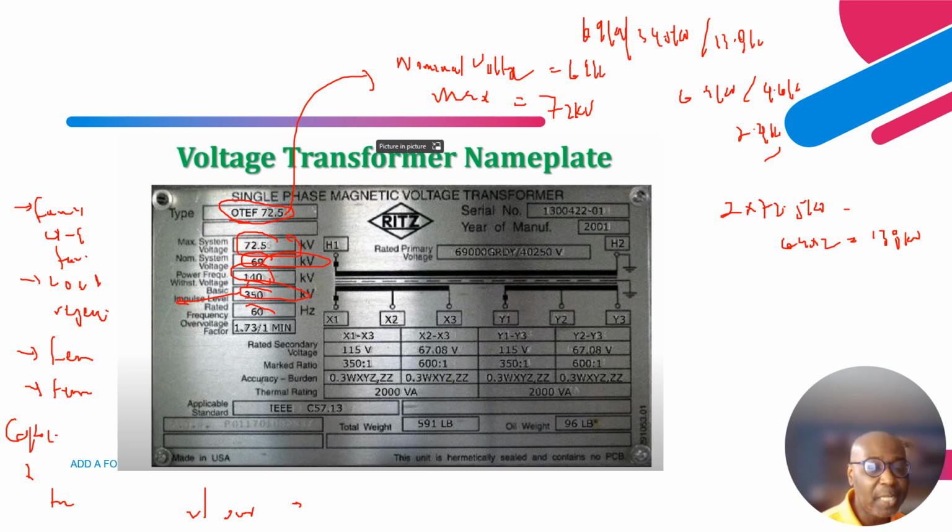Next is the rated frequency, right? Either 60 Hz, and the overvoltage factor. So it means that this is how much overvoltage it will go. This is the voltage rating factor for 1 minute. Okay, so the primary voltage is 69 kV line to line, and 40.25 kV line to neutral. Okay, the serial number, the year of manufacturing.